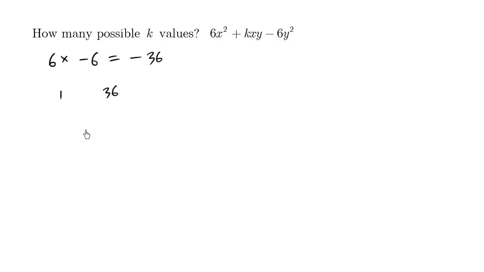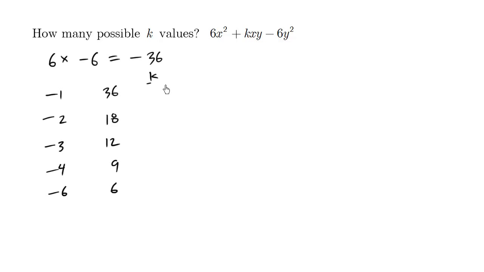1 times 36, 2 times 18, and then 3 times 12, use your calculator, is 36. And then 4 times 9 is 36. We're getting closer. Notice how these numbers are far apart and they're getting closer and closer. And let's try 6 times 6, which is also 36. So the way that we multiply two numbers to generate -36, I'm going to stick the negative sign over here. So this times this is -36.